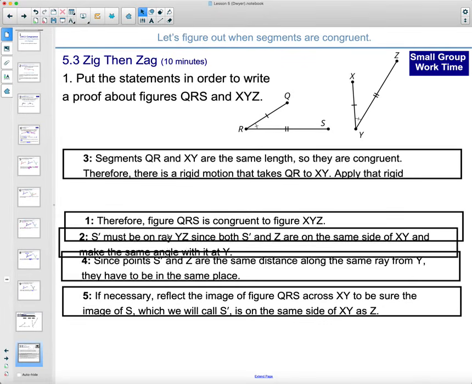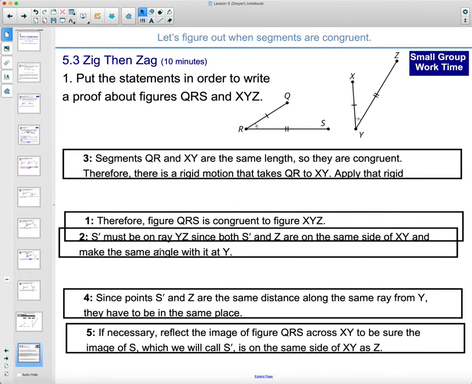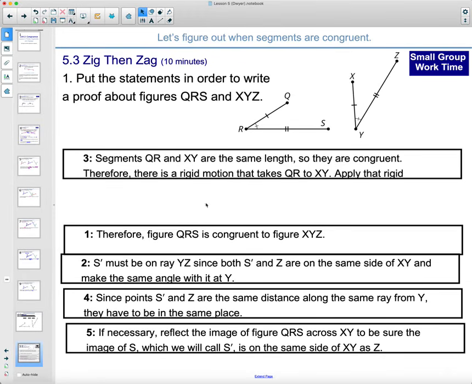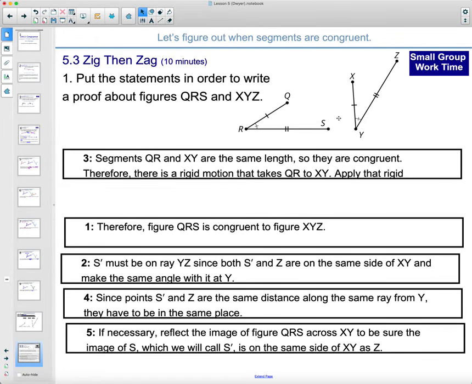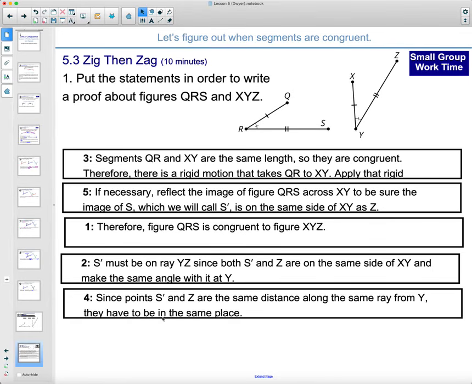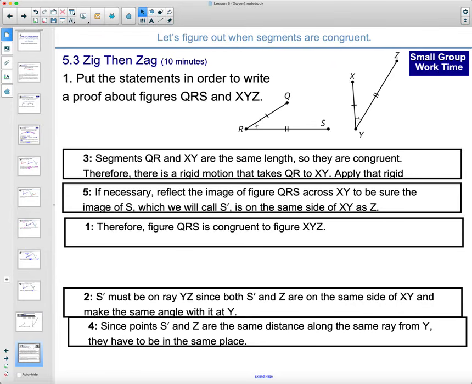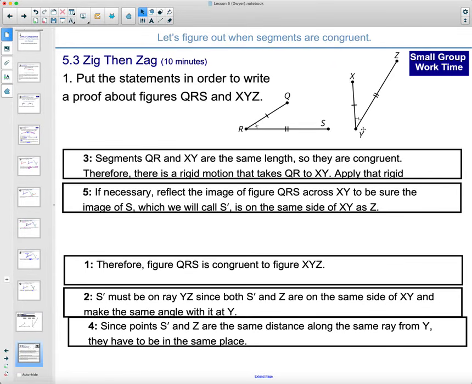Okay, then next thing. So after we've applied the rigid motion, now we know QR is on top of XY. What we don't know is if it's actually this picture. So then if necessary, we'll reflect it. If not, then we don't have to, but we put it in there. If necessary, flip it over. Okay, reflect the image to be sure that they're on the same side. So let's make sure S is on the same side as Z.